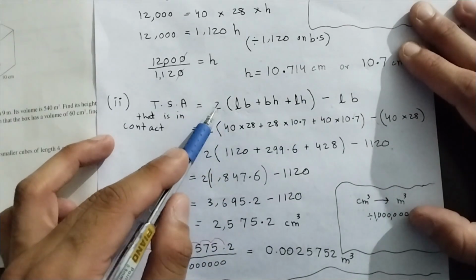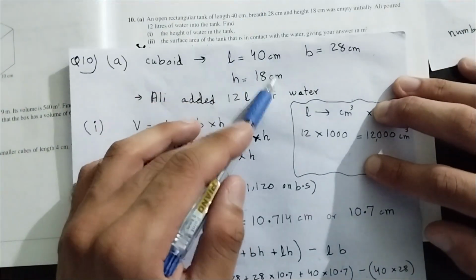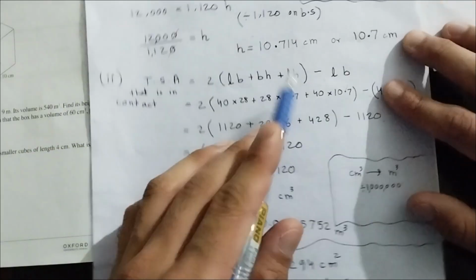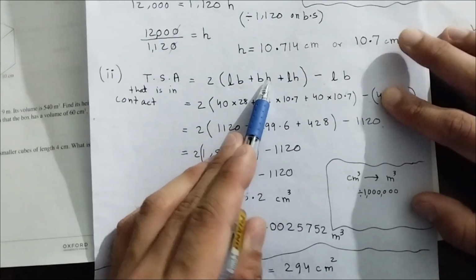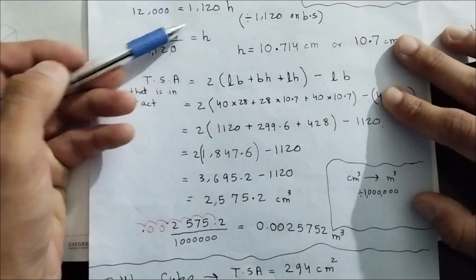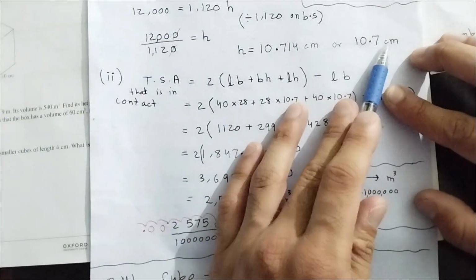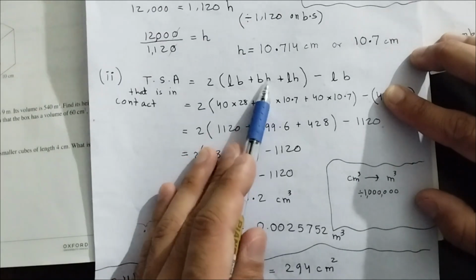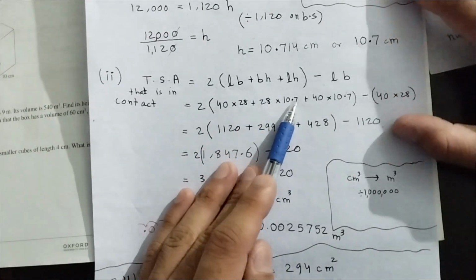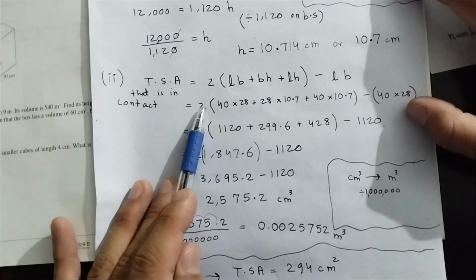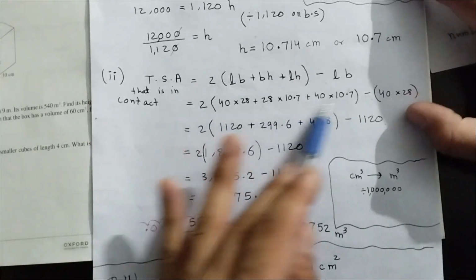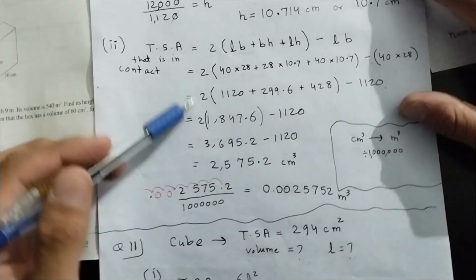Just put the values in. Then 2 multiplied by length multiplied by breadth stays the same. Length multiplied by breadth was given in the question. We're just going to put the values here. The height that we have here is going to be the height that we found in the previous part of this question, right? The height was 10.7 centimeters, right? So this height is going to be 10.7. Now basically we have long multiplication and addition here. Let's do this multiplication and addition and proceed with this question.